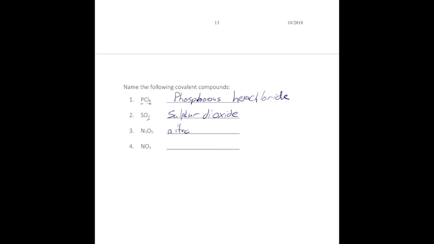Nitrogen and oxide. We have 3 nitrogens, so that's tri, and we have 5 oxygens for the oxide, so we need to say pentoxide. Nitrogen, oxide, there are lots and lots of oxides, and there's no prefix for nitrogen, and there are 3 oxides, so it's trioxide. And then you're done.